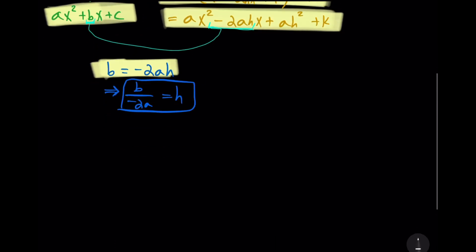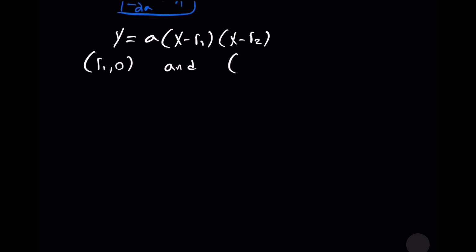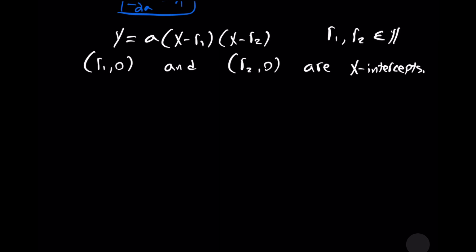Now, in another video, I said as a bonus feature, so to speak, that we can think of the vertex another way. So let's say we have y is equal to a times the quantity x minus r sub 1 times the quantity x minus r sub 2. In this case, r sub 1 comma 0 and r sub 2 comma 0 are x-intercepts. To be sure, there may be no x-intercepts, so we might be dealing with imaginary or complex numbers. That's certainly possible. But right now, let's just assume that r sub 1 and r sub 2 are real numbers.